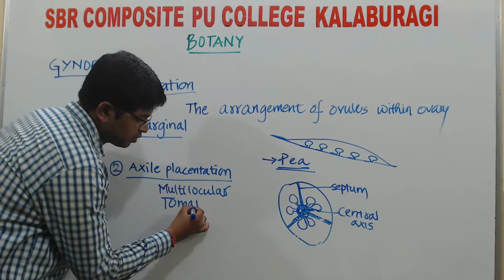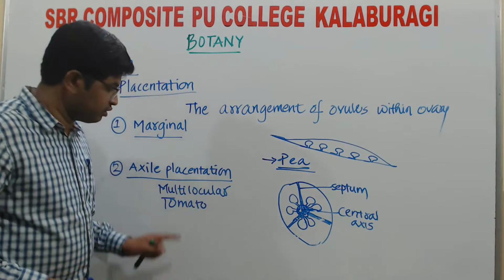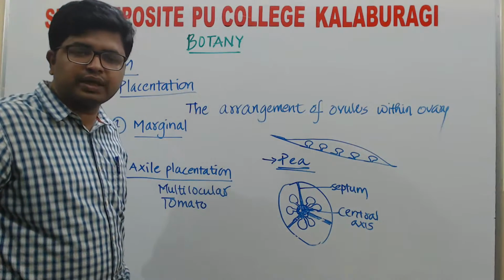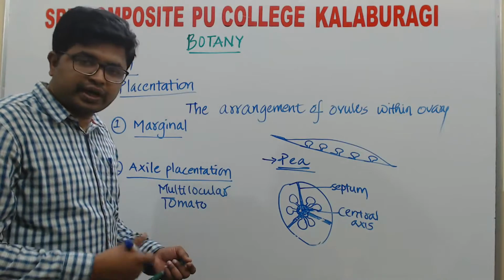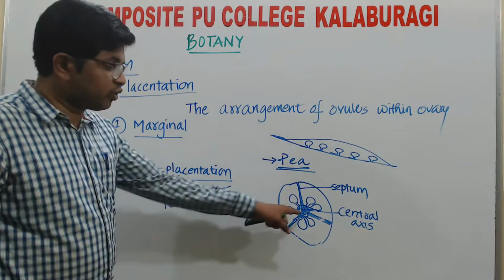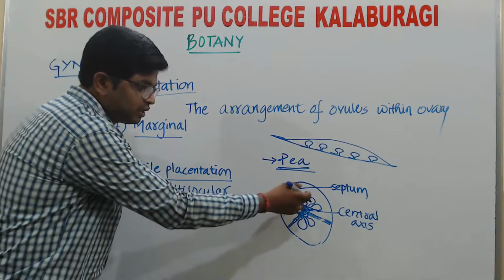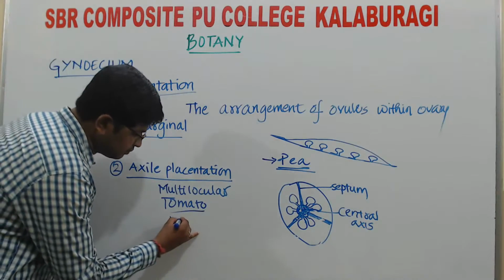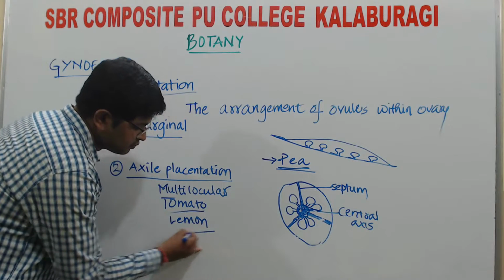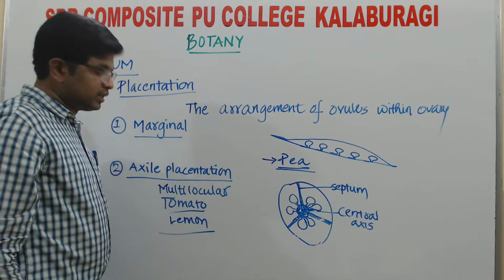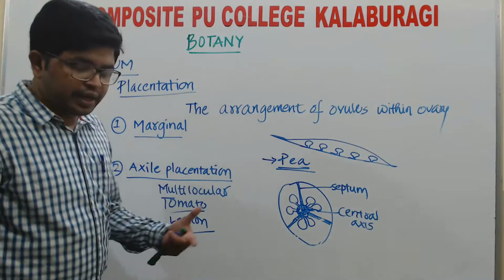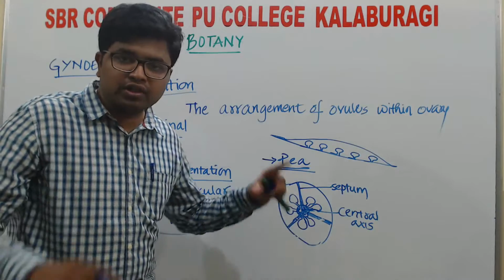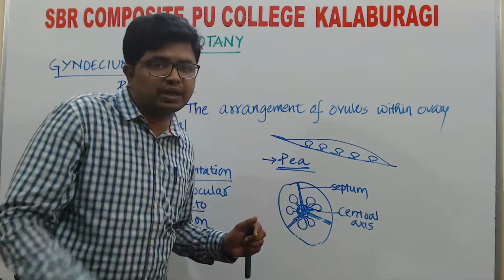Tomato, if you see tomato fruit, when you cut it, you will see this. Fruit is nothing but a matured ovary. So when you take out this, you will observe that tomato will be exactly like this. The seeds should be placed like this. Tomato, then you have lemon. And even you can consider tomato, lemon, and china rose, where you will be seeing that the multilocular chamber will be there. Within that, the ovules are placed.